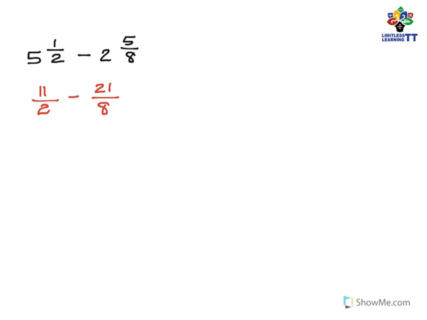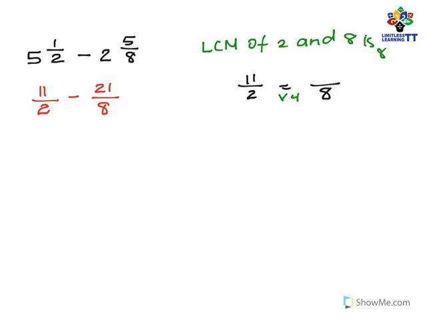So what I need to find, again, is going to be the LCM. And this time we're looking for the LCM of 2 and 8. And it so happens that the LCM of 2 and 8 is actually 8. So we already have one fraction that's in 8, so we're good to go. So all we need to do is change 11 over 2 to something over 8. And in order to get from 2 to 8, we would multiply 2 by 4.